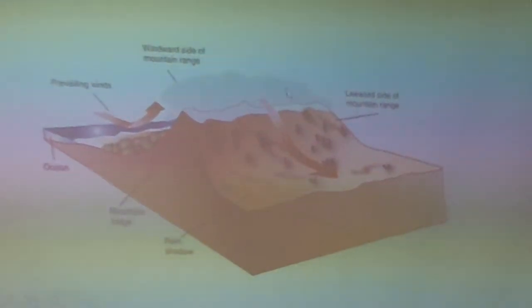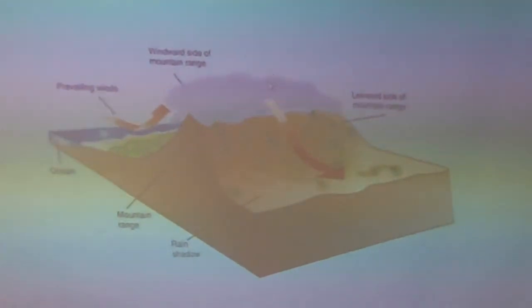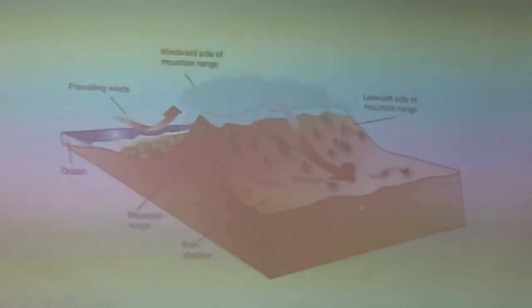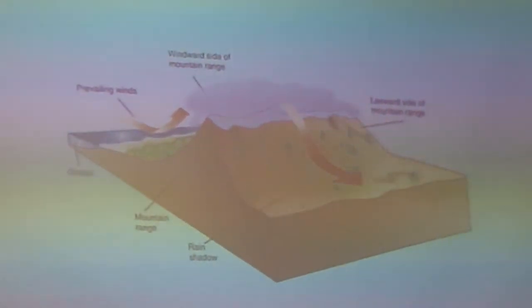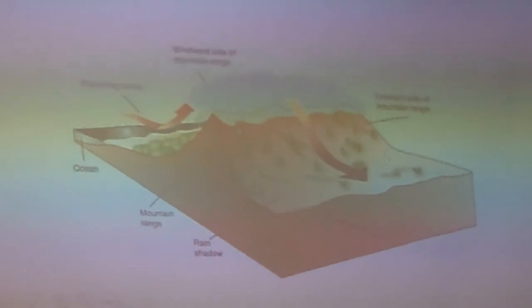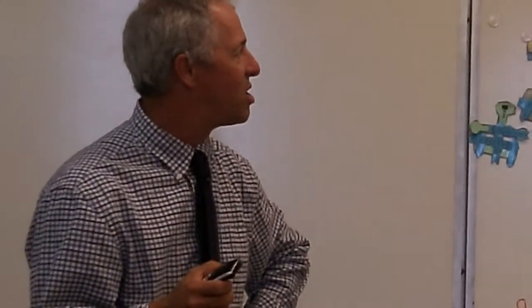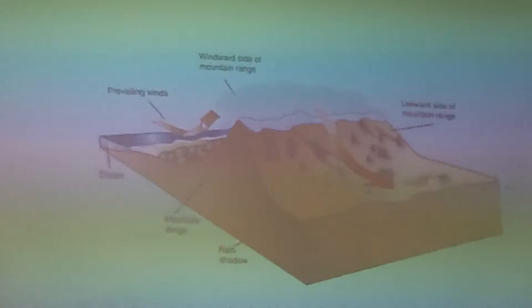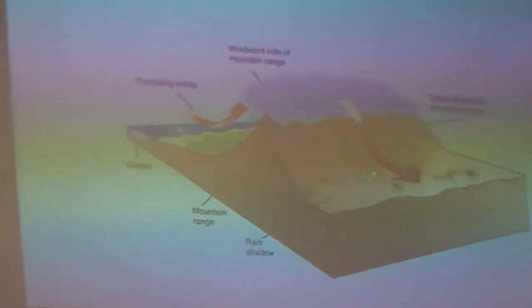Then the air comes over, and it doesn't have any moisture left in it. It's all rained out. So dry air comes down the other side. And you can get desert conditions on one side of the mountain and very wet conditions on the other side. So we call that a rain shadow. Have you ever heard of that? It rains on this side, but no rain on this side.